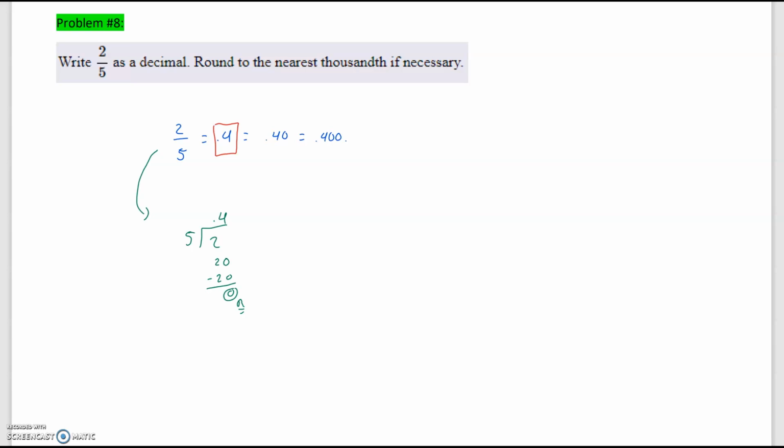Oh wait, I have an error here. So, no, we're actually good. It wants the 0.4 on this one. That's actually it for this set of problems.